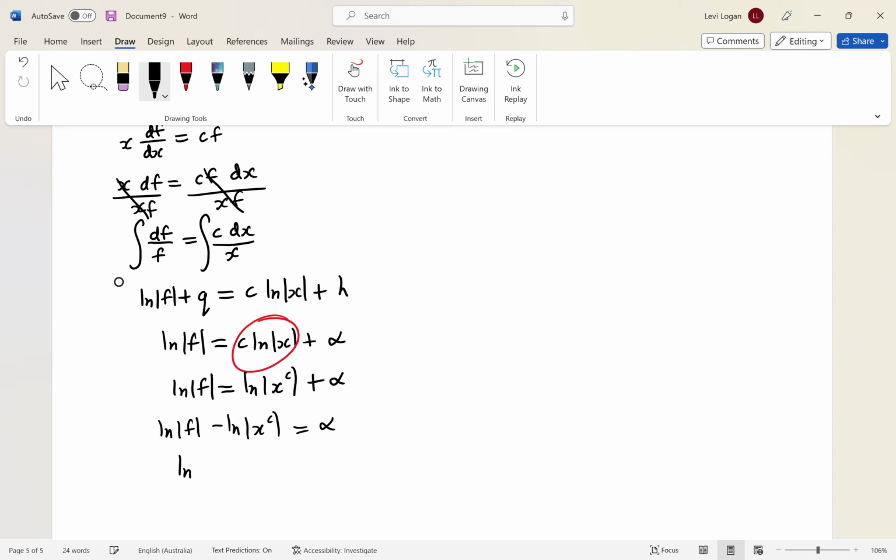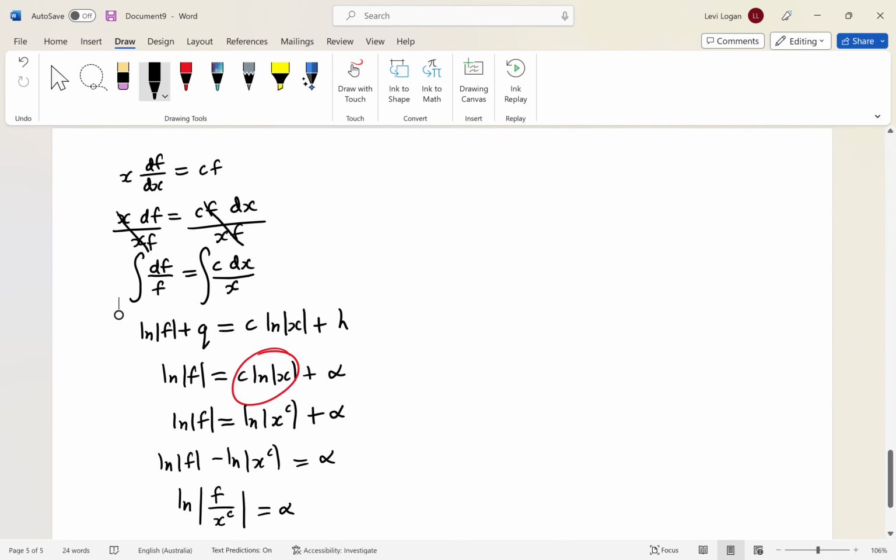So we're left with log of f over x to the c equals alpha. Now we know that log is equal to natural log of e, so we're just going to exponentiate this. Simplifying this, we're going to have f of x to the c is equal to e to the alpha, right? I multiply both sides by x to the c.